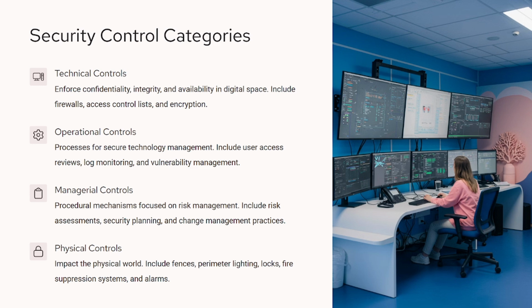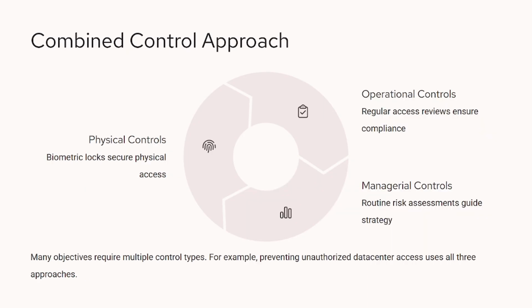Management controls are the procedural mechanisms focused on risk management. These include risk assessments, security planning, and change management practices. Physical controls impact the physical world and include fences, perimeter lighting, locks, fire suppression systems, guard dogs, alarms, etc. Those are our physical controls.